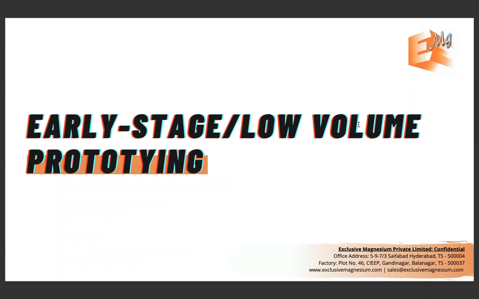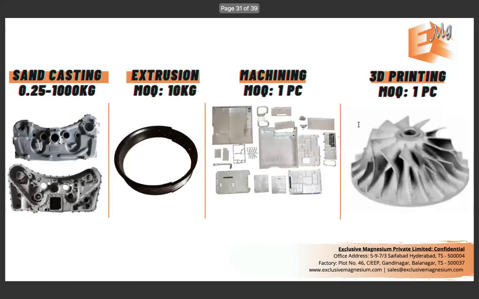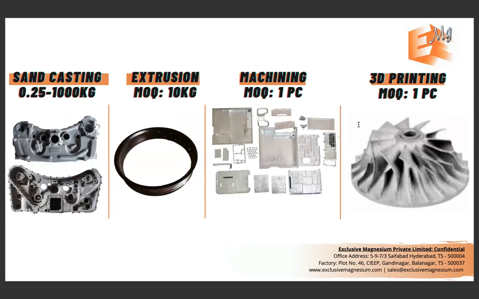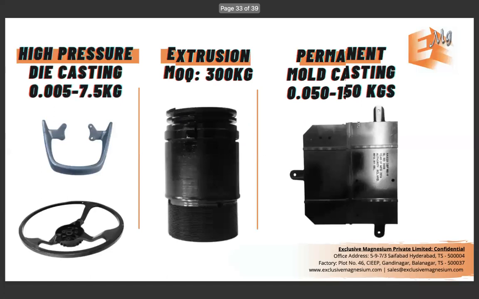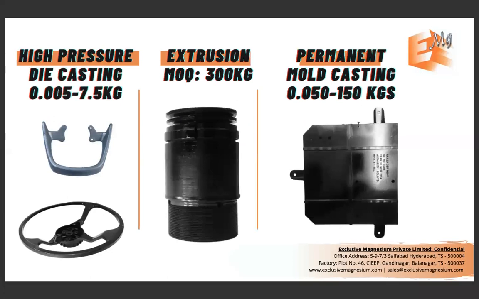If you are at an early stage of your product, I would encourage these processes that we are currently able to help customers with. Sand casting, extrusion at a very low volume, machining, 3D printing. These are the ones that I would recommend. And if you've reached a certain level of batch production or serial production, then obviously high pressure die casting, extrusion, and permanent mold castings makes more sense. So these are what we are able to offer.